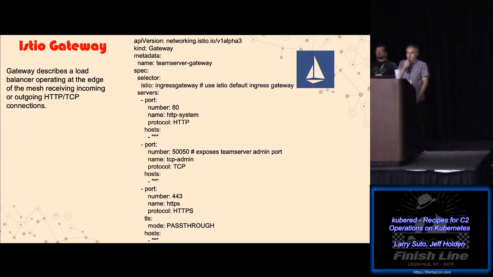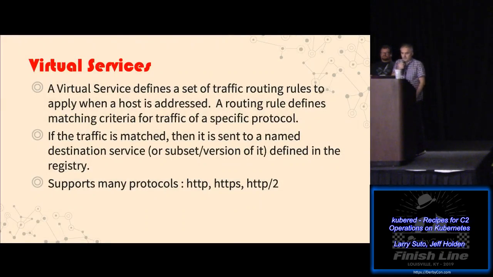So we're bringing in port 80, we're bringing in 50050 to do the administration, and then 443 as passthrough, if we're doing SSL on this team server for the beacons. The nice thing about it is it's much easier to configure than Nginx Ingress, so I think it's a better way to go, but we're going to support Nginx Ingress and Istio service mesh in this project.